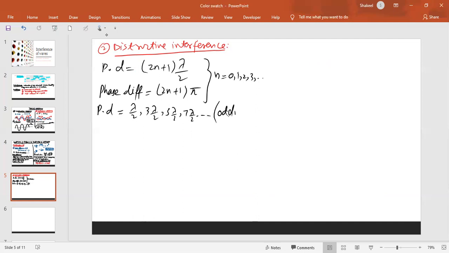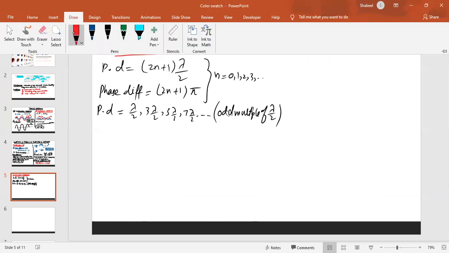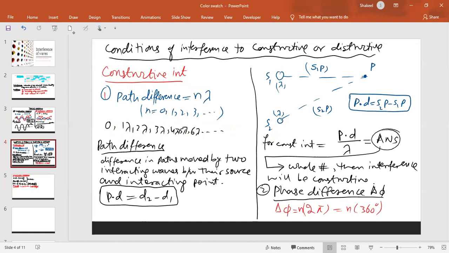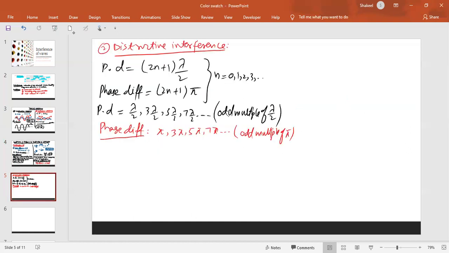Or you can say odd multiple of lambda by 2. And for phase difference, it should be pi, 3 pi, 5 pi, 7 pi, and so on. So it's again an odd multiple of pi. If any one of these happens, then the interference would be destructive interference. Okay, so these were the conditions for interference of light.